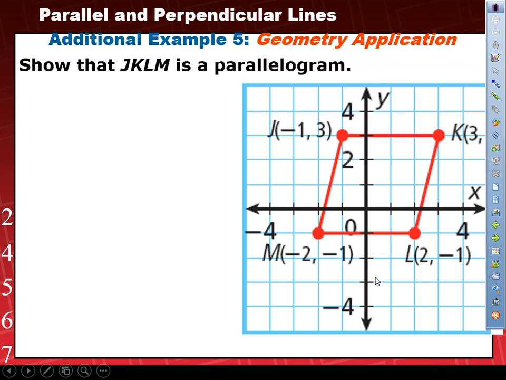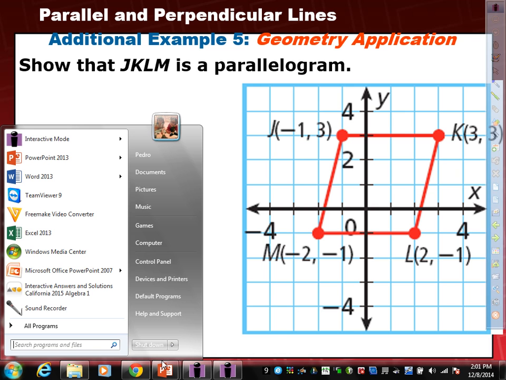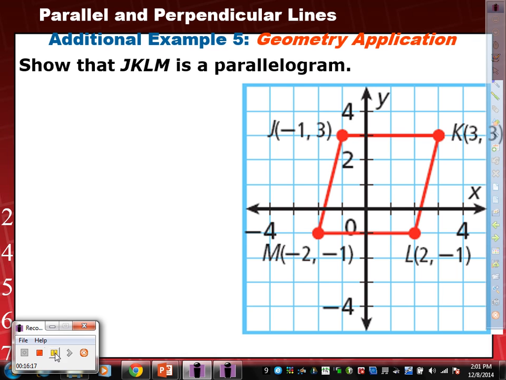Copy this one, please. Send a gopher to get graph paper if you don't have any. Okay. So, they give you 4 points. -1, 3; 3, 3; 2, -1; and -2, -1. And they're asking this. Pay attention, please. They're asking, show that JKLM is a parallelogram.